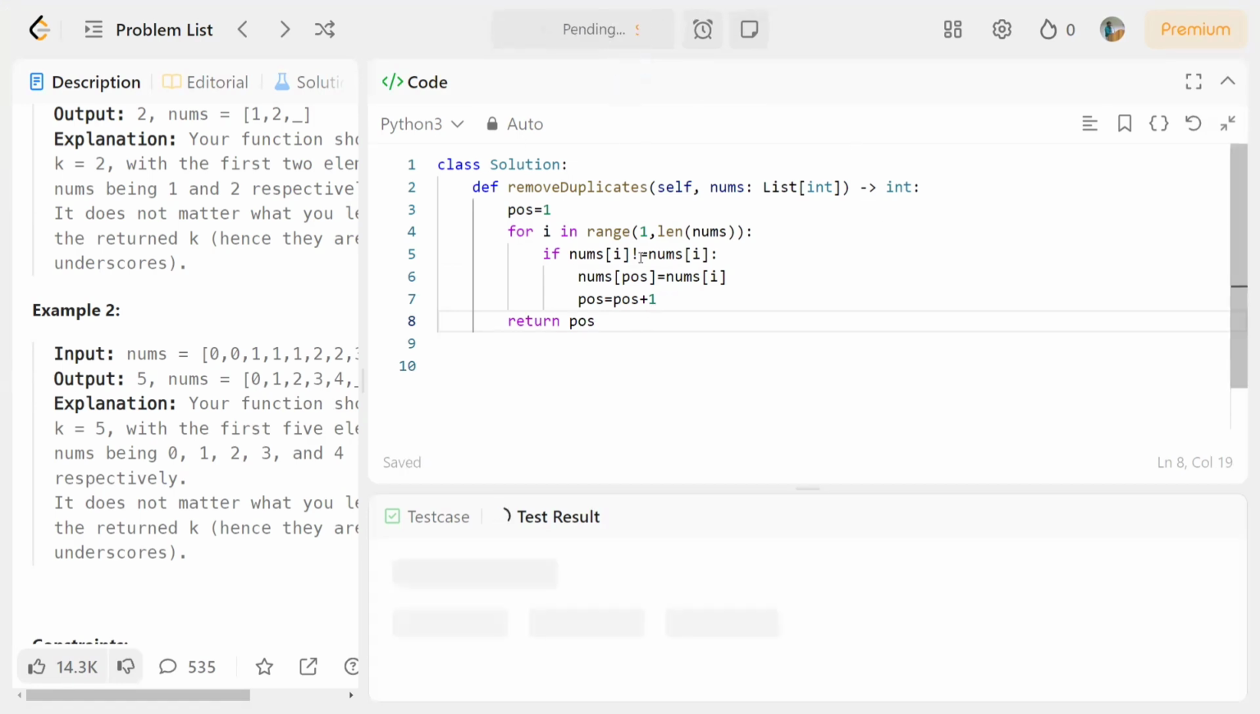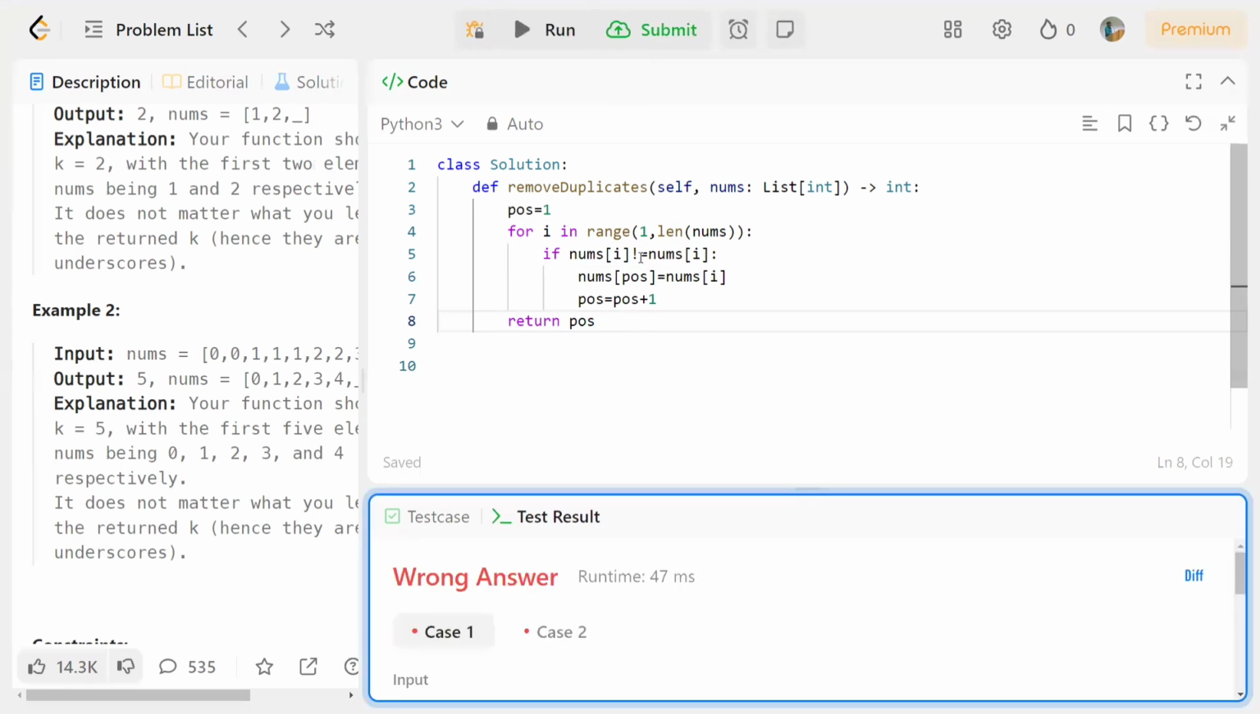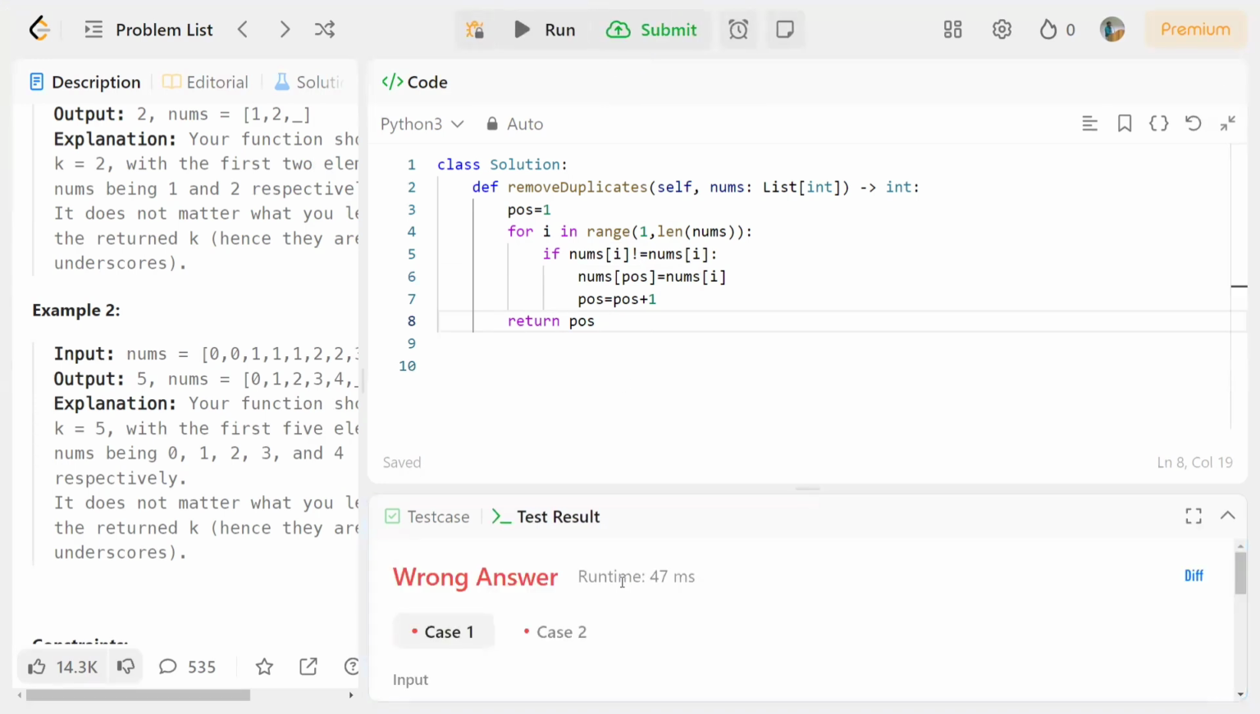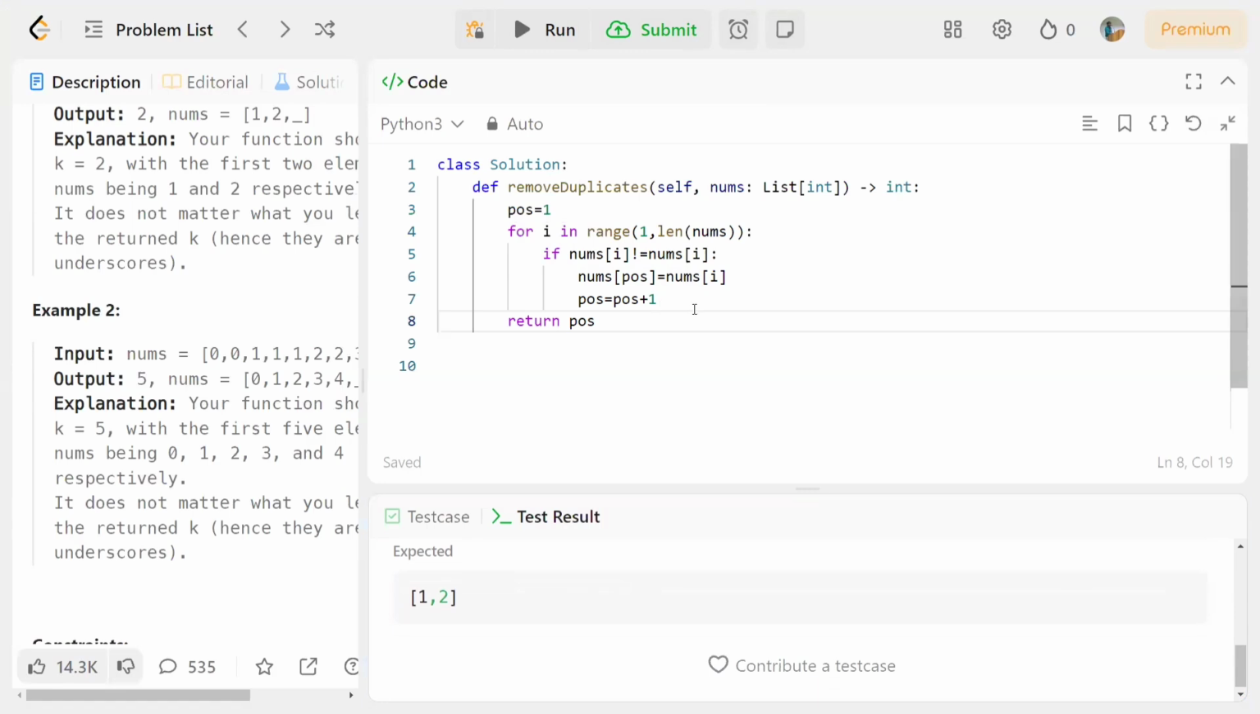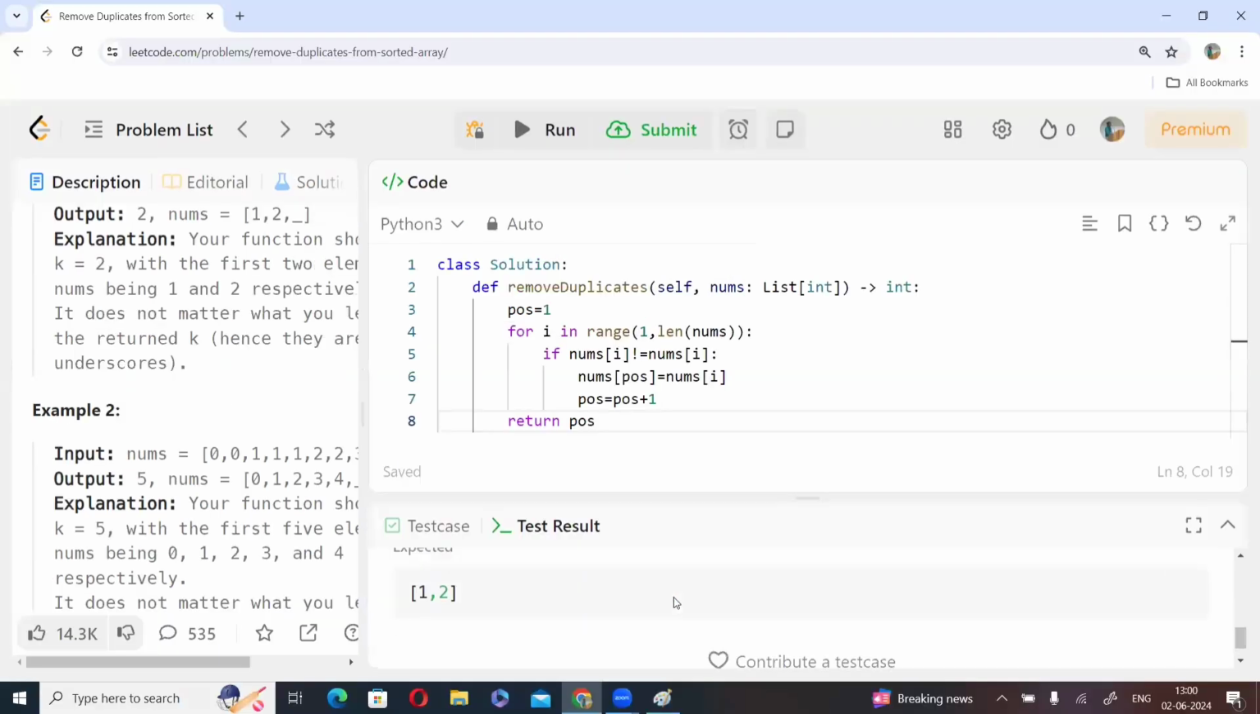Finally, return the position. Observe. If you understand the concept, this is very simple. Okay. We will check. What is the error? Case 2. Output is 1. Here expected is 1, 2. So anyway, we will check. Expected output is 2, but I got 1.